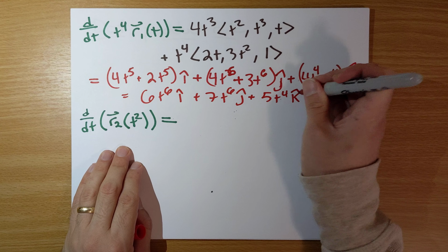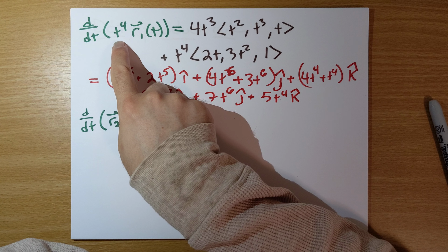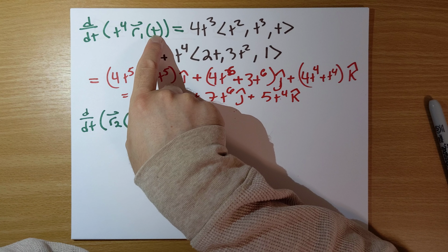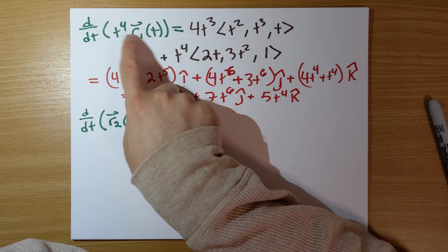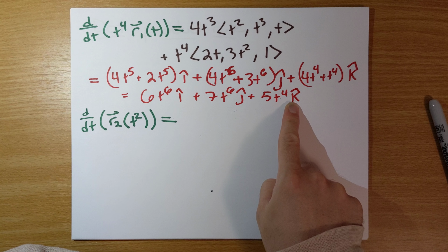Note that multiplying a scalar function by a vector function gives you a vector function, so the derivative of this vector function should also be a vector function, and we can see that.